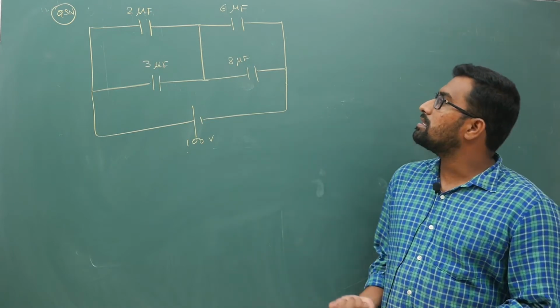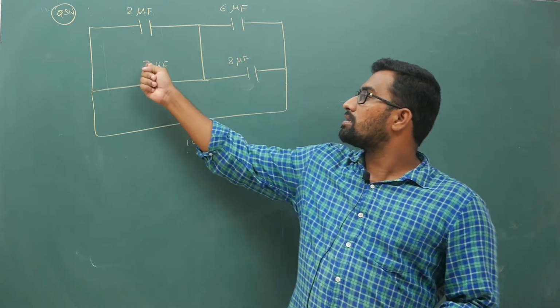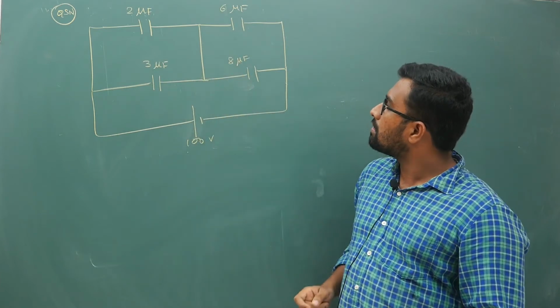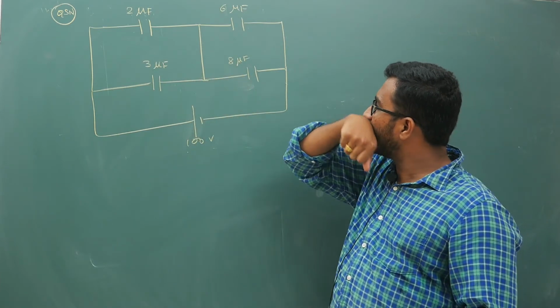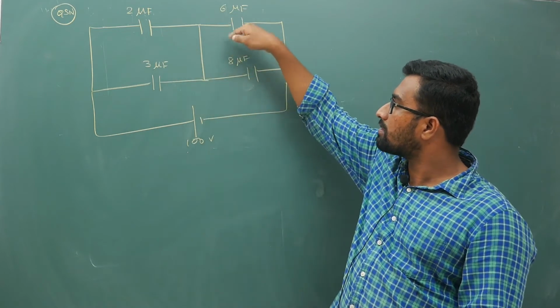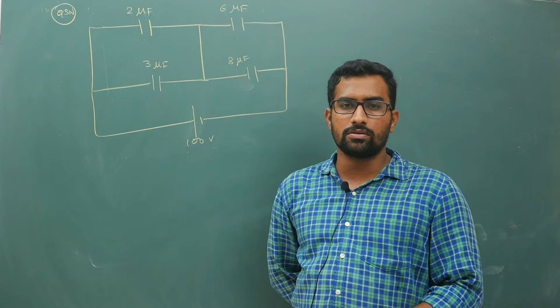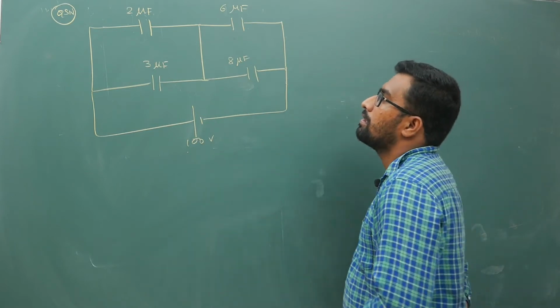Now in this case, once again 2 and 3 are parallel because the potential difference is the same. 6 and 8 are parallel. Now it is not a Wheatstone bridge, because 2 by 3 and you will get 3 by 4. So it's not a Wheatstone bridge. You are supposed to find out the charge on each capacitor.